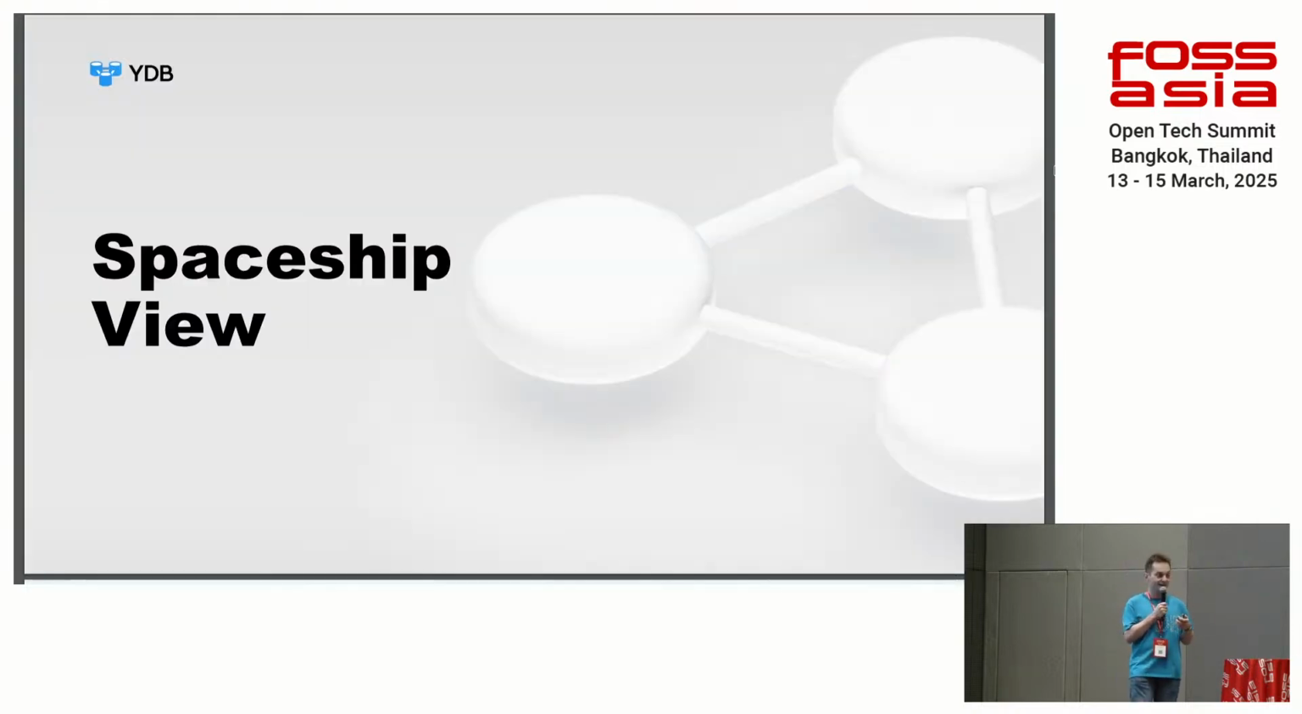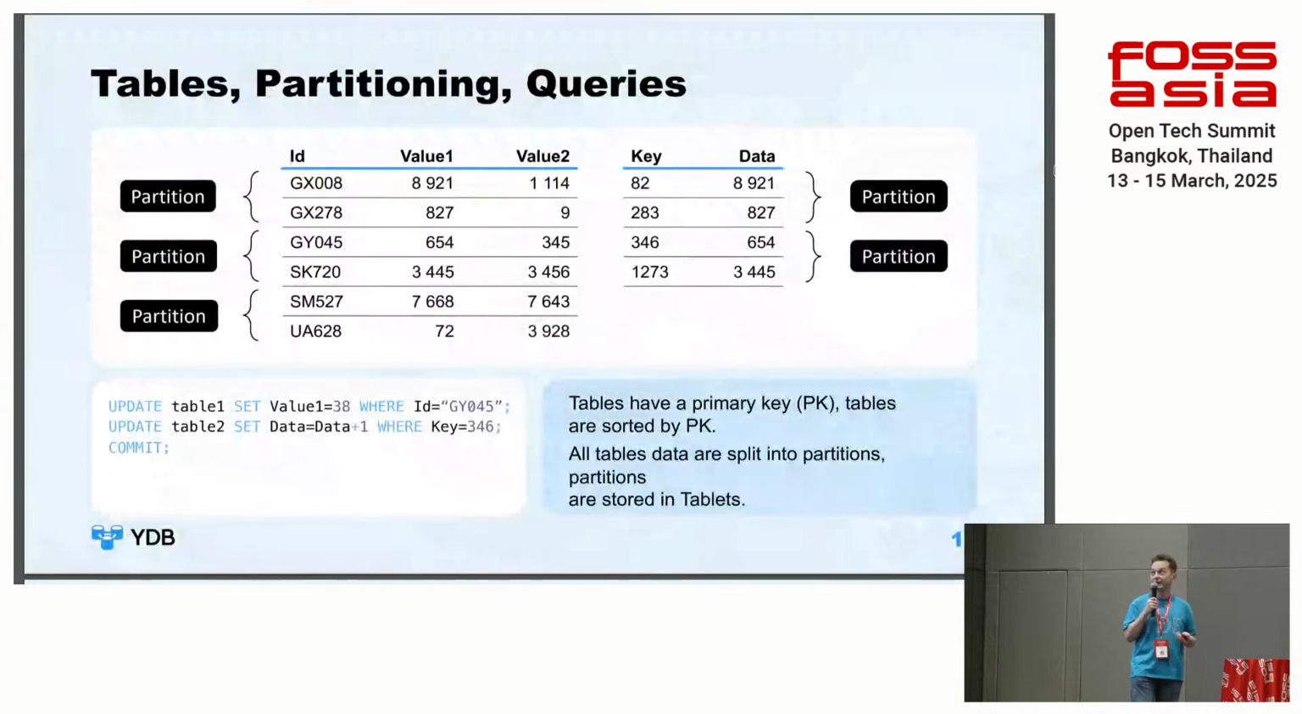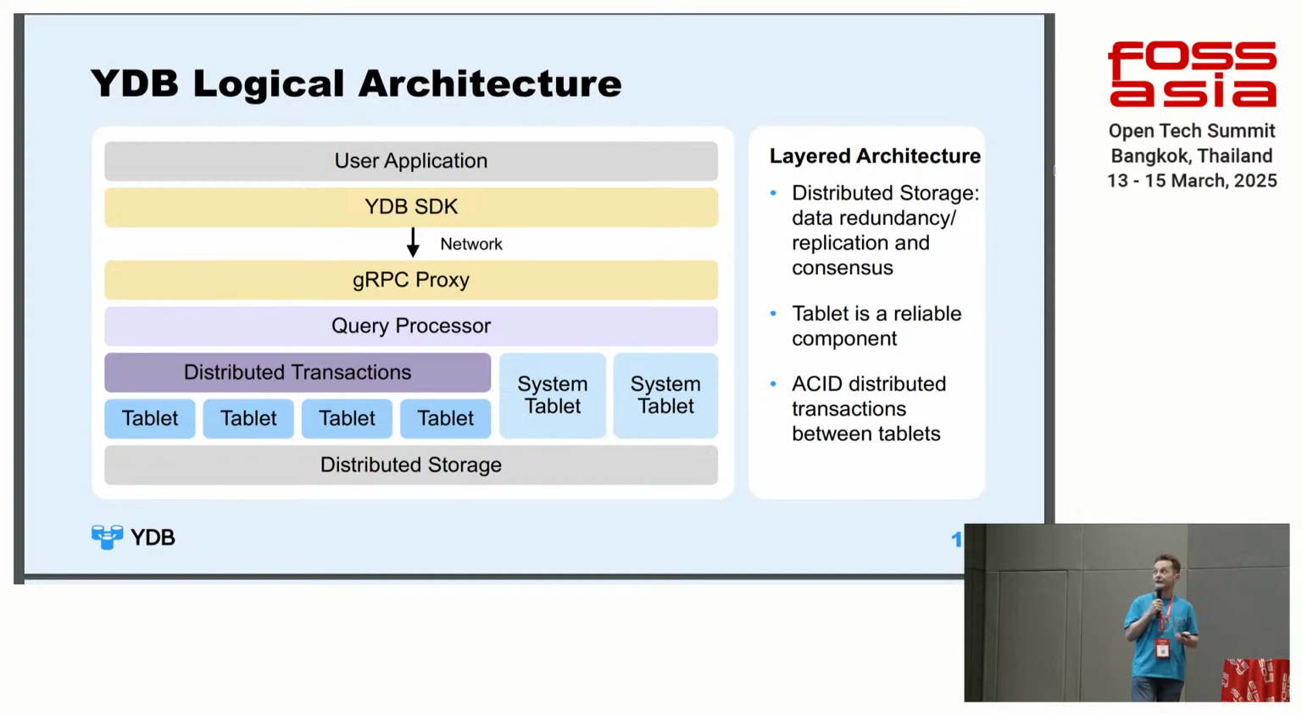Now, let's jump to the main topic and have a quick overview of our functionality. As expected from any relational database, we have tables. Each table has a primary key, and data is sorted by its primary key. And we split all the data into ranges by its primary key. We have SQL, we have transactions. Everything is stored in tables. And here is a picture showing our architecture.